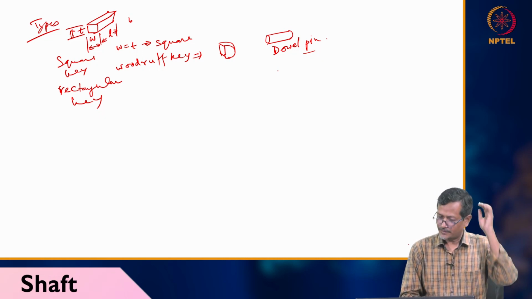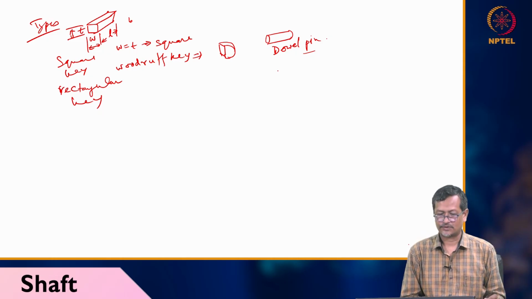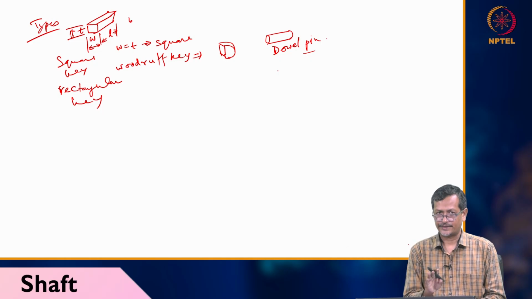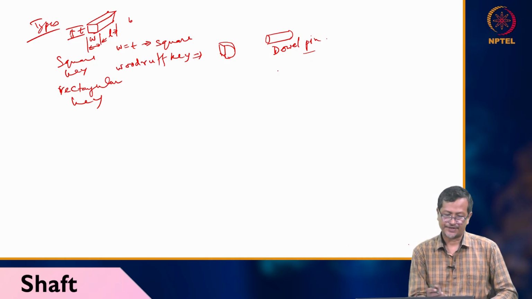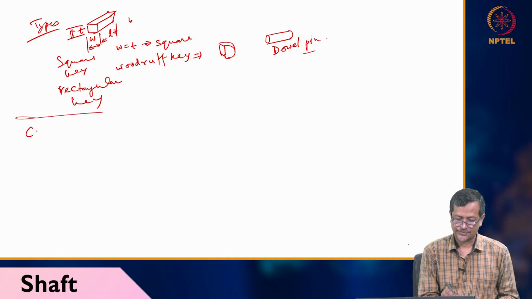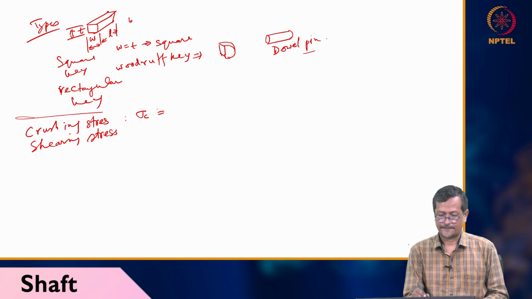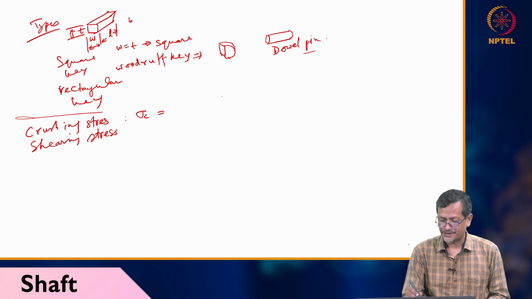Now if we want to calculate how much force or torque it can accept, you have to follow two theories: crushing stress and shearing stress. So crushing stress sigma c equals force over area. Which area? Area means, if I have one key.